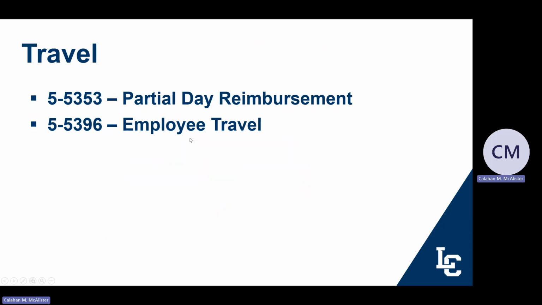Next set of operation expense is going to be travel. 55353 is going to be partial day reimbursement. This one's going to be a taxable partial day reimbursement an employee receives when they travel, but do not spend the night away from their home. So if there's no hotel stay overnight, it will go under partial day travel 55353. Everything else for employee travel will go under 55396. This is for all travel expenses associated with employee travel, to only be used on travel forms.